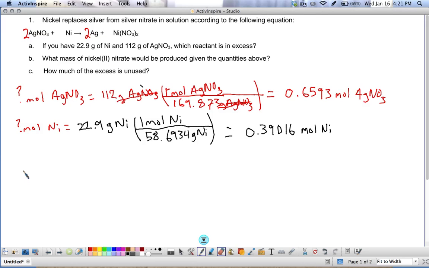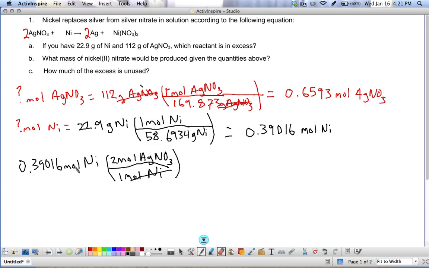So if I take 0.39016 moles of nickel and I do 2 moles silver nitrate and 1 mole of nickel, moles of nickel go away, and we get 0.78 moles silver nitrate.